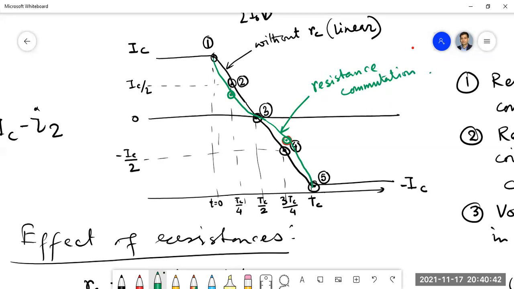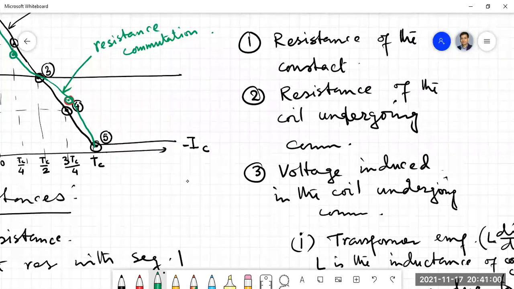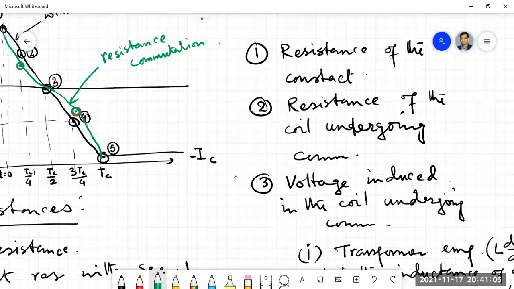Understood? Any question regarding this? So far, how many points have we addressed? 1, 2, 3. And only 2 we can add. We have addressed the first 2 points. So therefore, we got only the resistance commutation.